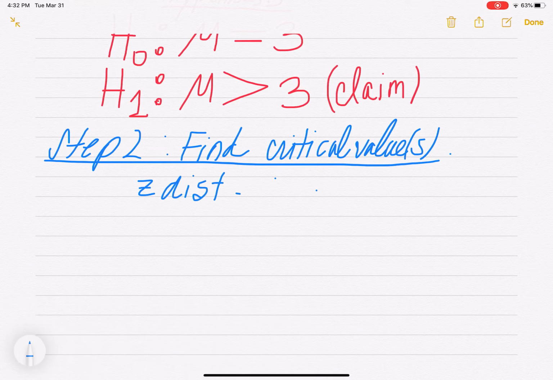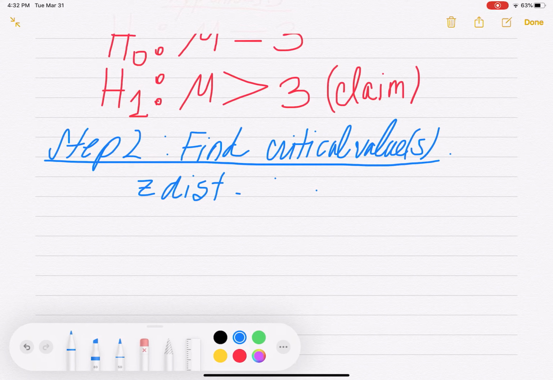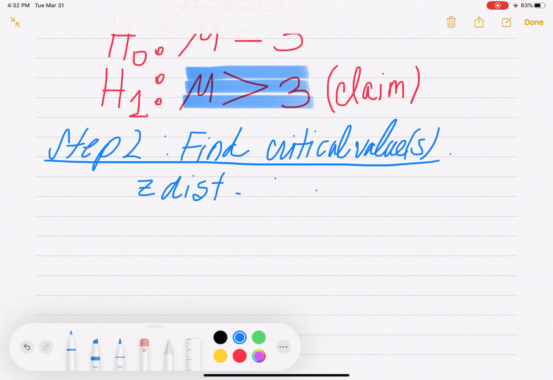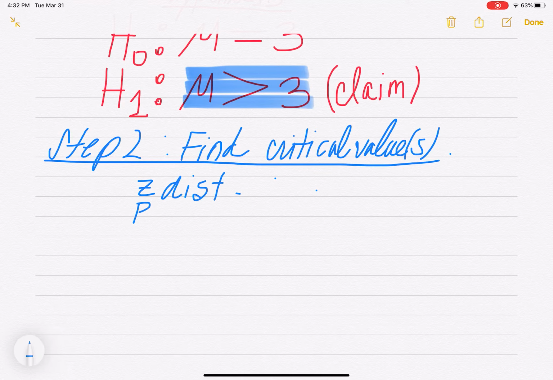Z distribution. Which tails? Well, if you look right here, since we have a greater than situation for our alternative, we're going to do a right tail test. Let me erase some of these scratchy marks.